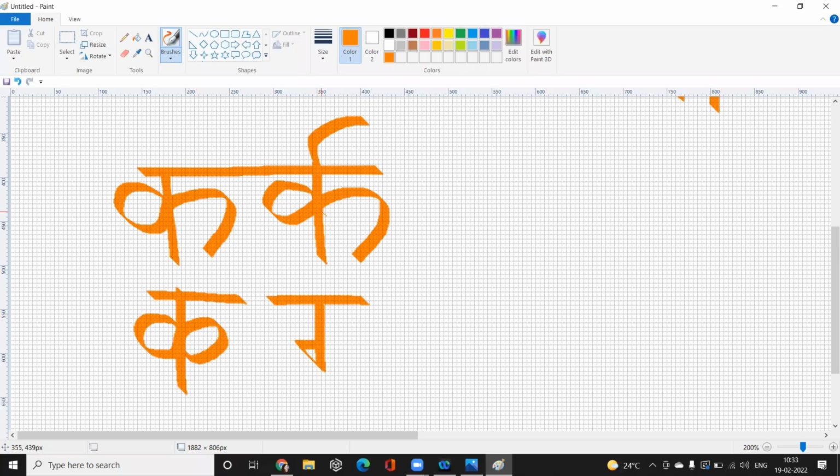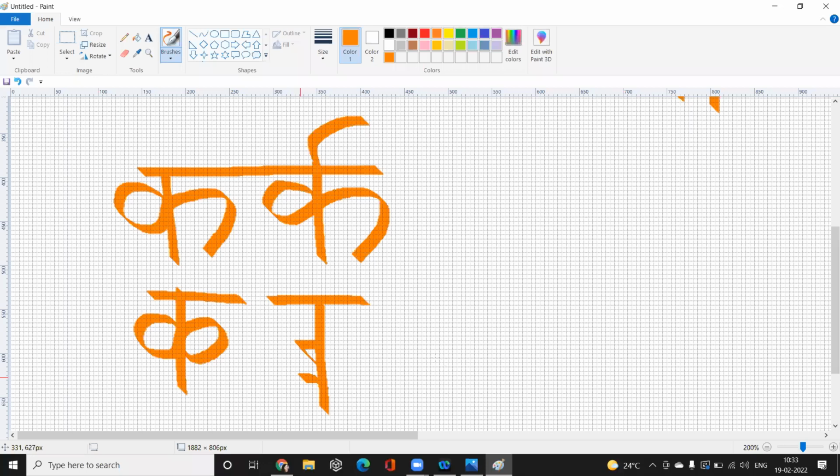And ka, following the complete letter ra, will be written down like this. So this itself means that ra is half. That's why it is written on the top and ka is written below.